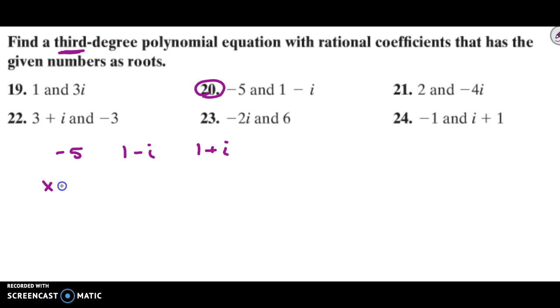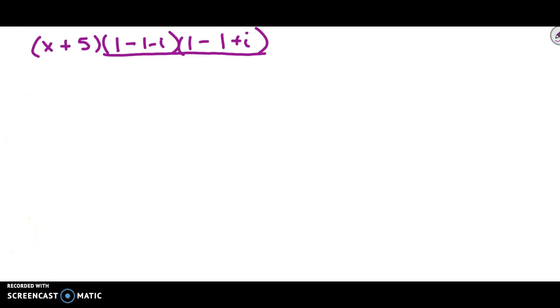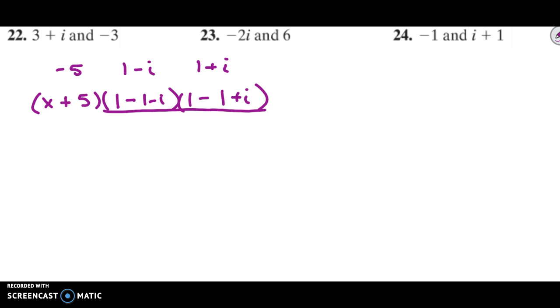So then that would give you x minus a negative, or x plus 5, times the expression 1 minus, and remember we talked about if we put that in parentheses and distribute it, it would just give us the same thing. So x minus 1 minus i, and then x minus 1 plus i. Now to keep life easier, multiply the 2 imaginary expressions together, and then simplify, and then you multiply it by the x plus 5. So with that said, I'm bringing this x plus 5 down. We have 1 times 1, which is 1.